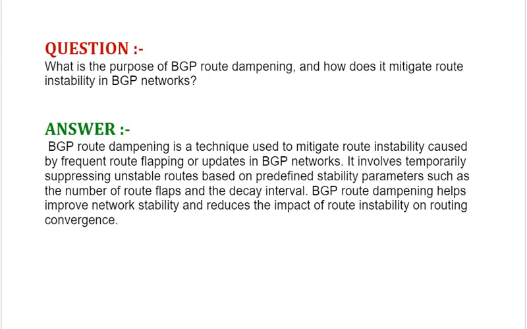It involves temporarily suppressing unstable routes based on predefined stability parameters such as the number of route flaps and the decay interval. BGP route dampening helps improve network stability and reduces the impact of route instability on routing convergence.